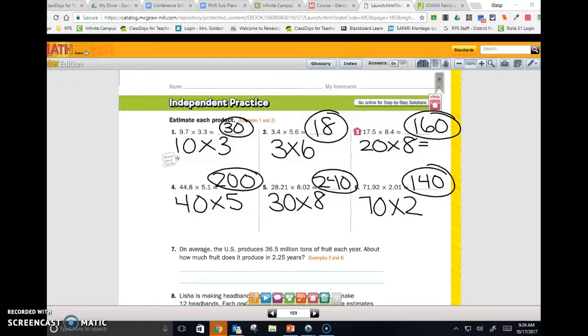We're going to take a look at this word problem too. On average, the U.S. produces 36.5 million tons of fruit each year. So, what are we going to round that to? 40 million, right? And then, about how much fruit does it produce in 2.25 years? So we're going to change 2.25 into 2. So, 40 times 2, and we get 80. But what do we need to write after 80? Million.